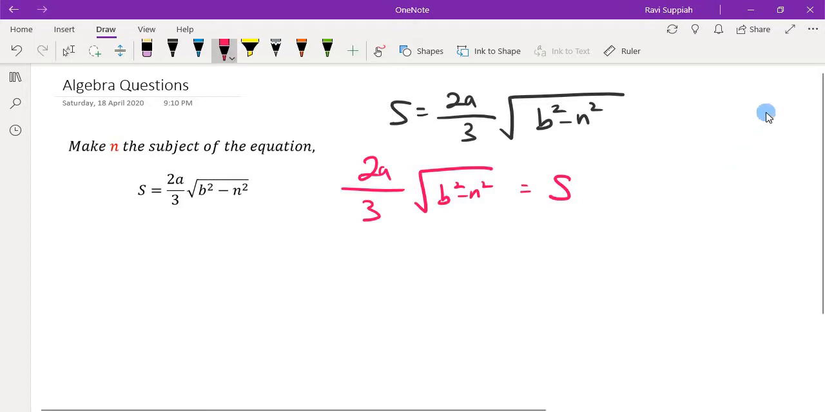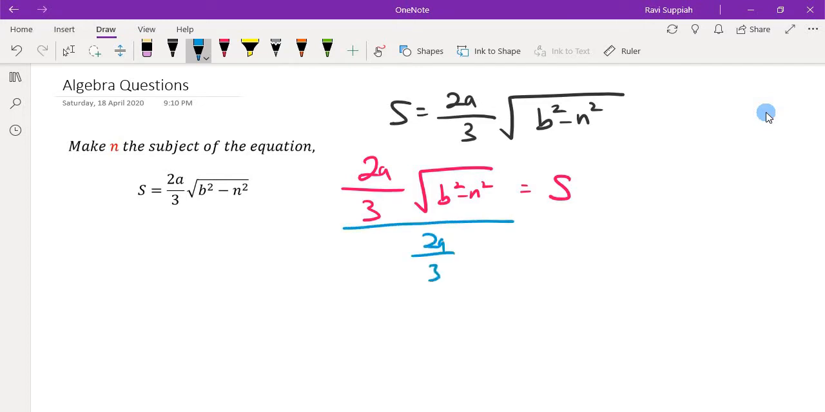Alright, then the next step is I want to divide this whole term by 2a over 3, so this will disappear. Correct, so if I do a division by 2a over 3, over here also I have a division of 2a over 3. So on the left hand side, this and this will cancel out each other, so I'll have the square root of b squared minus n squared.